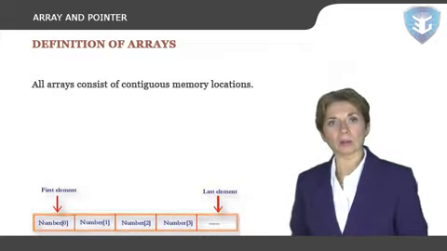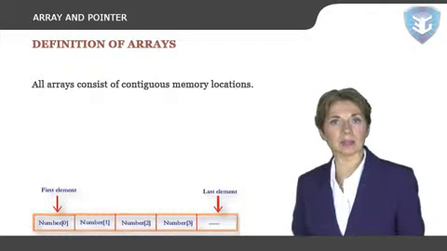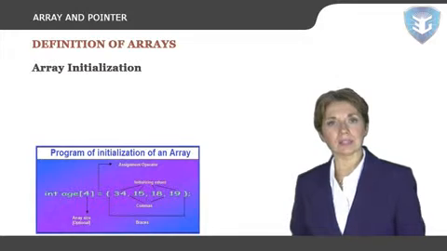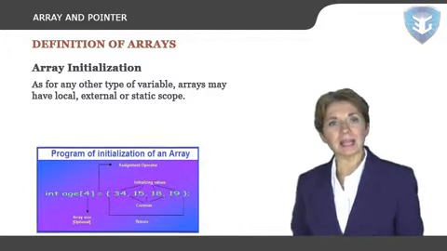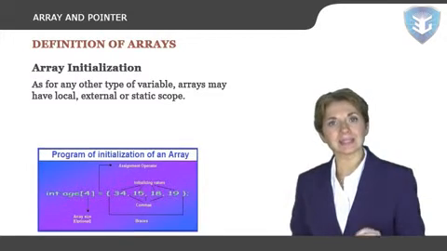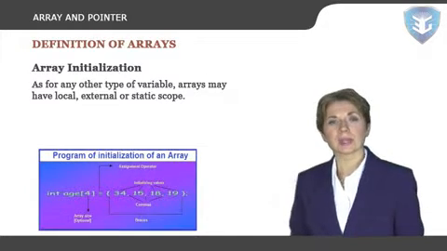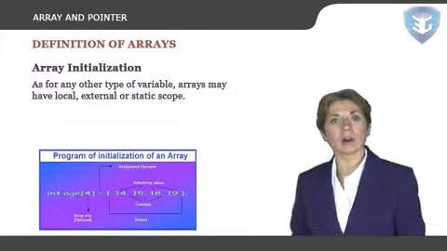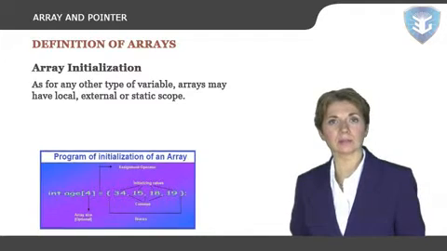All arrays consist of contiguous memory locations. The lowest address corresponds to the first element, and the highest address to the last element. Array initialization. As for any other type of variable, arrays may have local, external, or static scope. Arrays with static extent have their elements initialized to 0 by default, but arrays with local extent are not initialized by default, so their elements have arbitrary values.